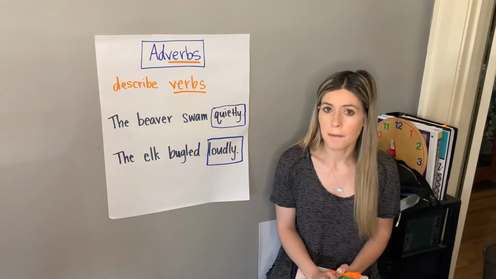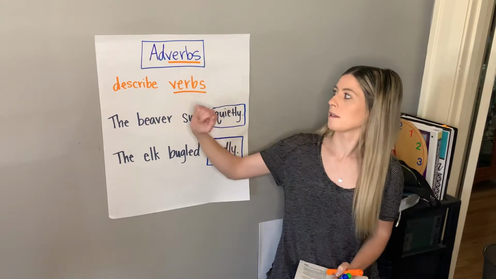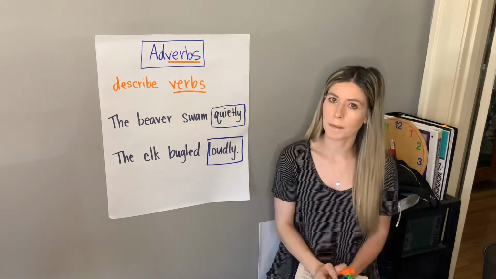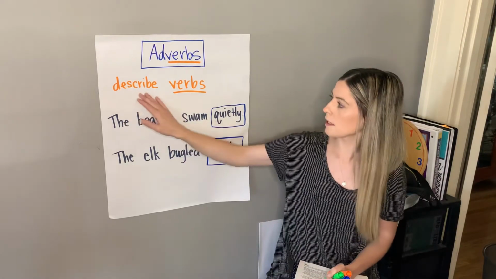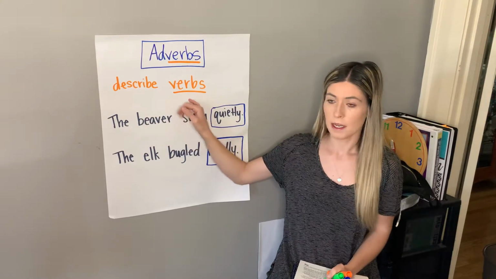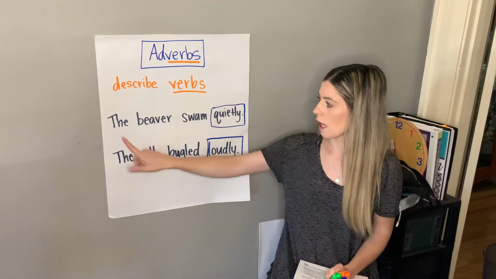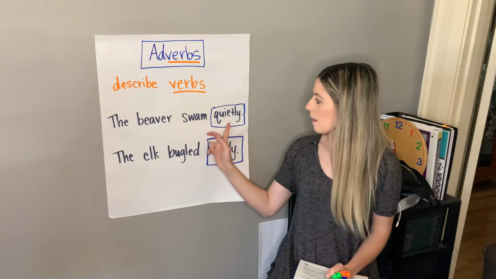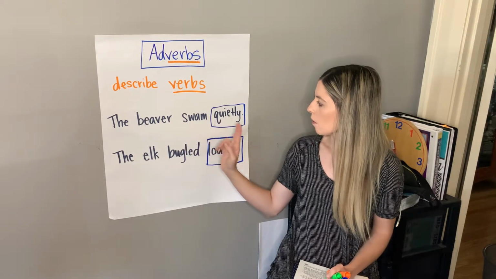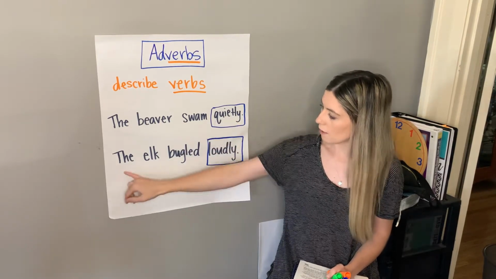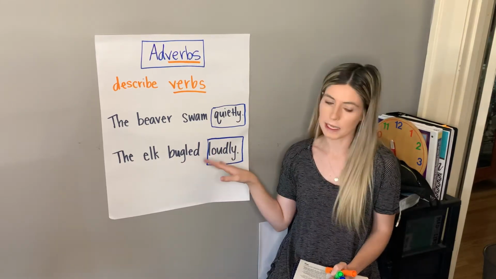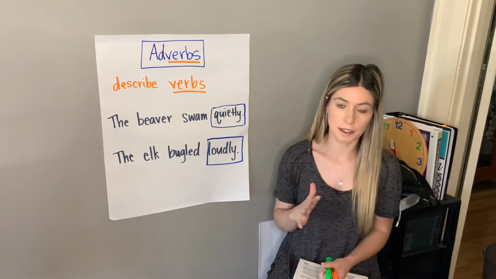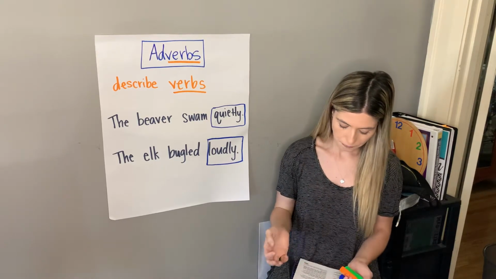Then yesterday we learned what an adverb was. It actually has the word verb in it, so it helps give you that little clue. They're words that describe verbs. And we went over these sentences yesterday. The beaver swam quietly. How did the beaver swim? Quietly. The elk bugled loudly. How did the elk bugle? Loudly. So today we're going to put that into a little bit more practice.